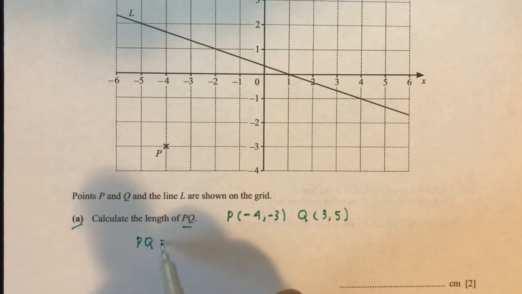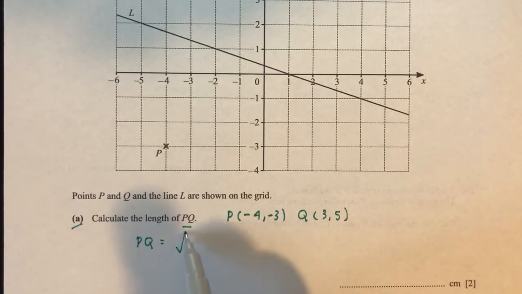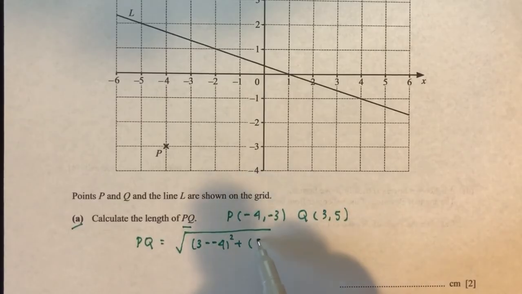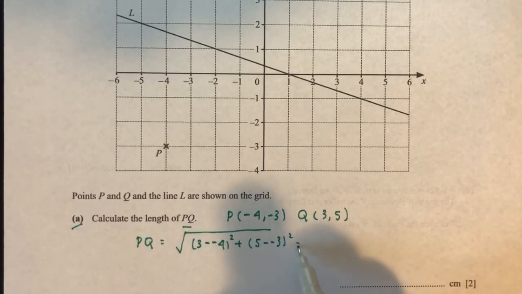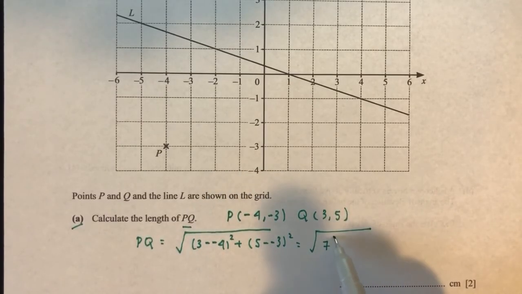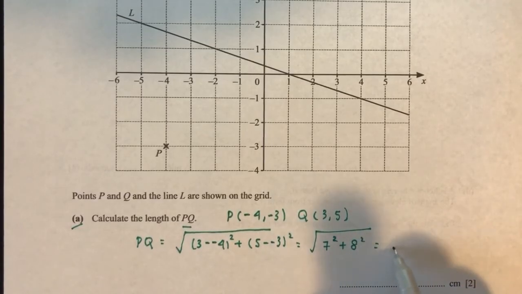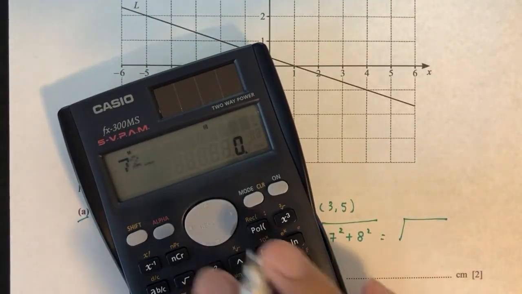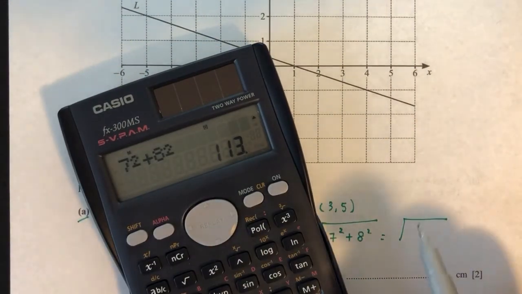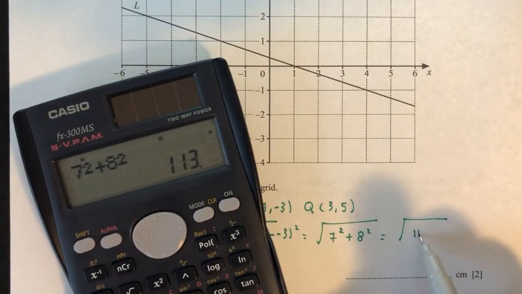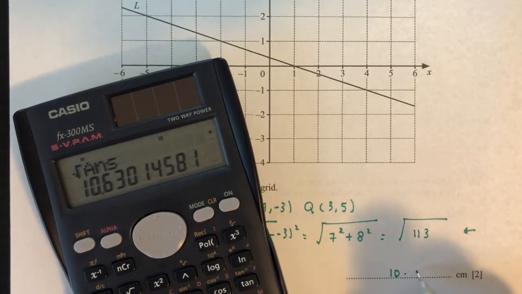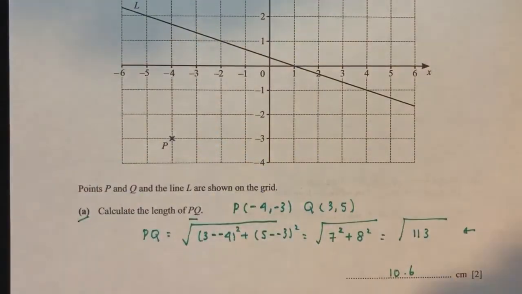We have to use the formula, which is the square root of this minus this. So (3 minus -4) squared plus (5 minus -3) squared, which is equal to 7 squared plus 8 squared, which is equal to, let's use our calculator here. 7 squared plus 8 squared, that will be 113. And the square root of that, we get 10.6 centimeters to 3 SF.